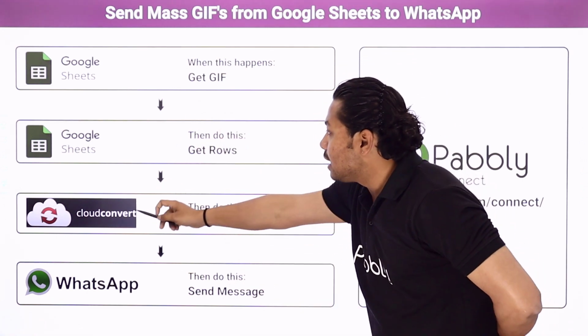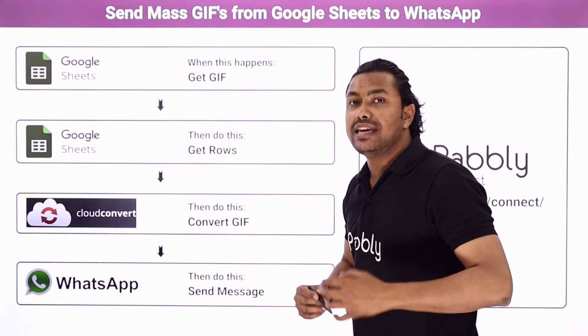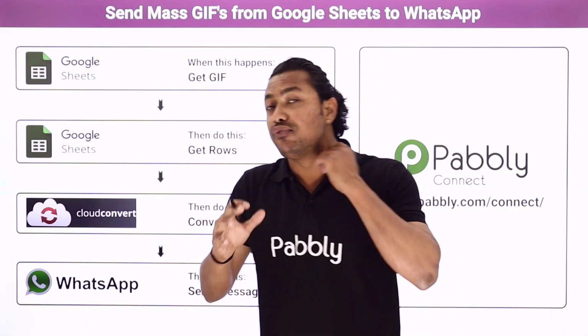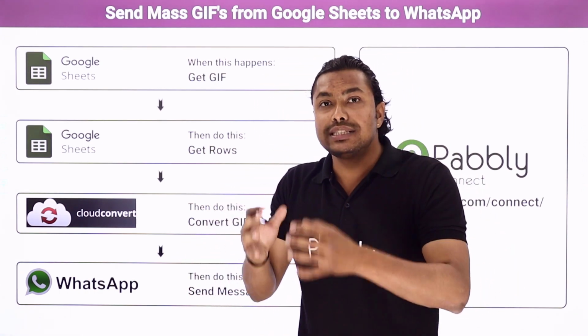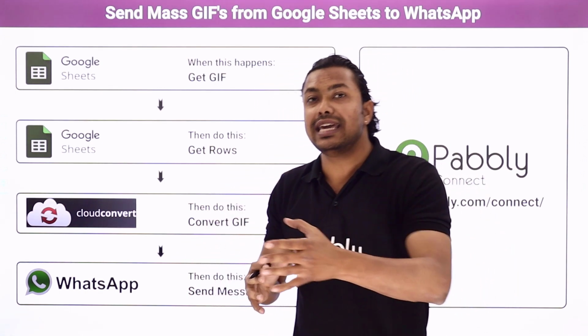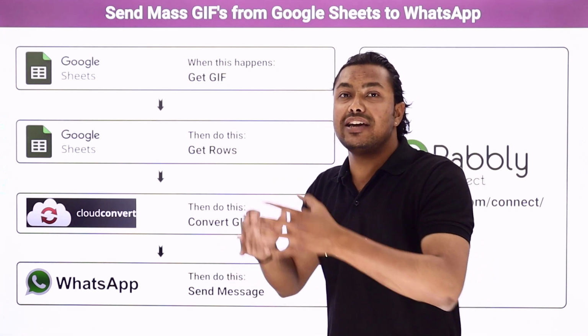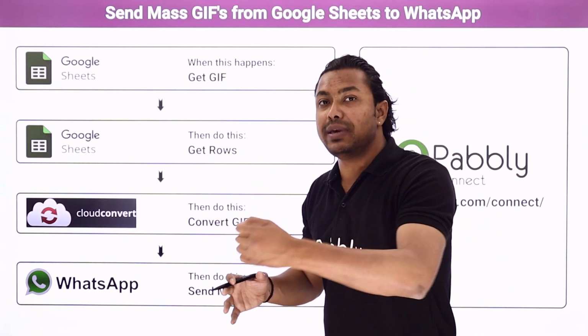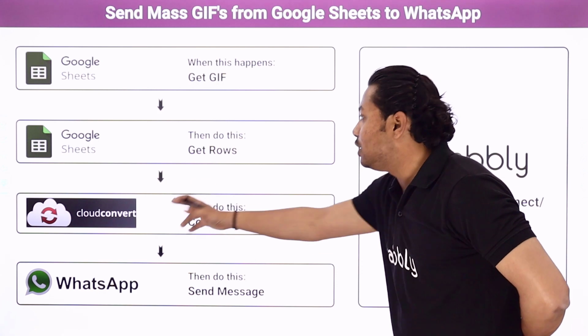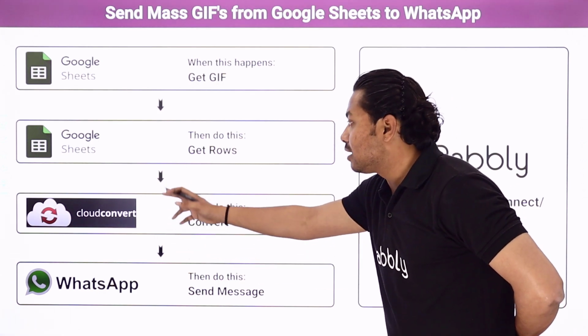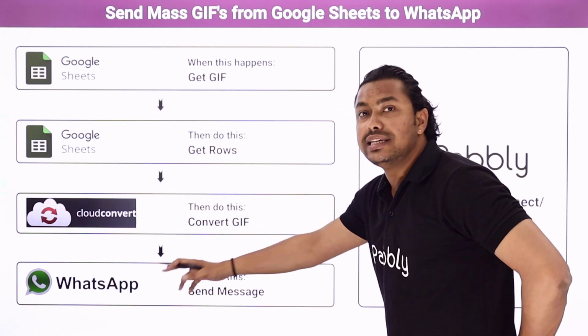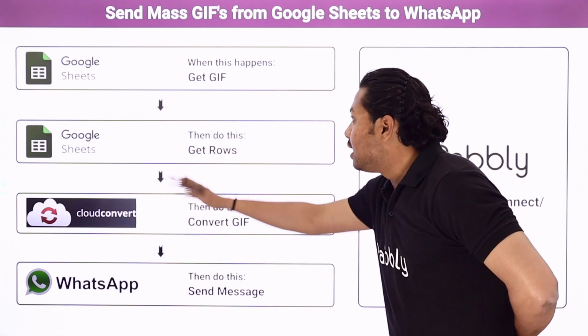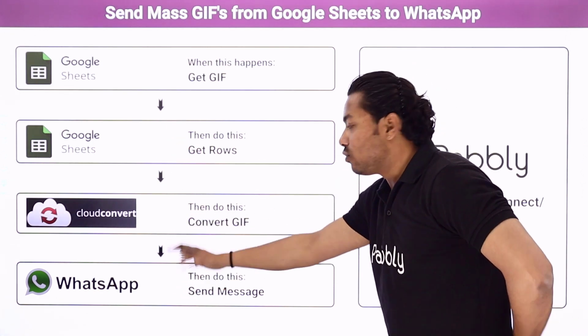Now, I will use Cloud Convert to convert the GIF format into MP4 format because WhatsApp API does not support GIF and you cannot send bulk GIF messages through WhatsApp API. So we are going to convert GIF into MP4 and then we are going to at last send all these GIFs to our members in the Google Sheets on their WhatsApp number.